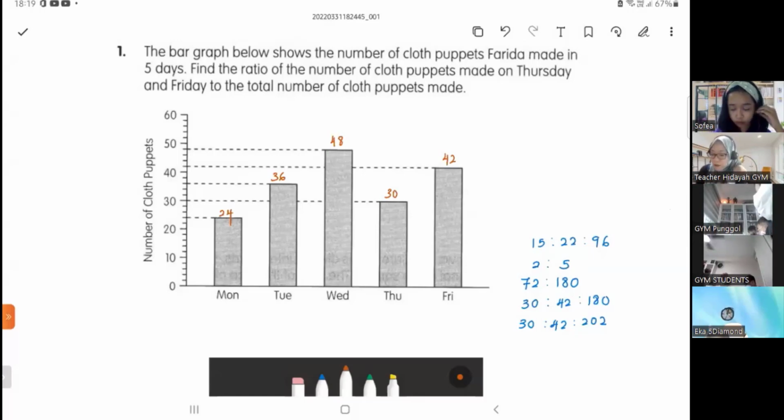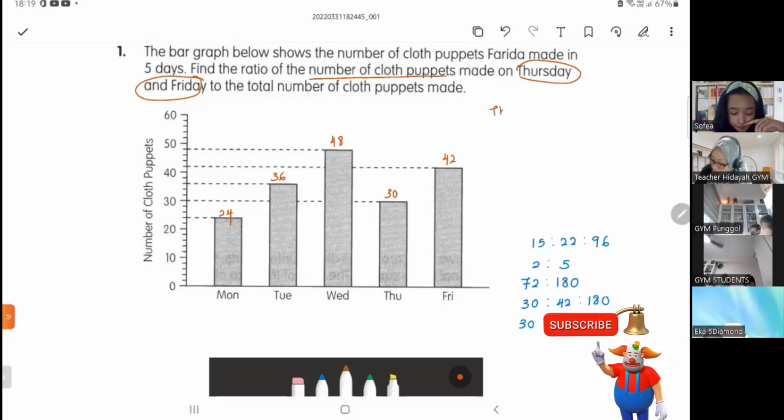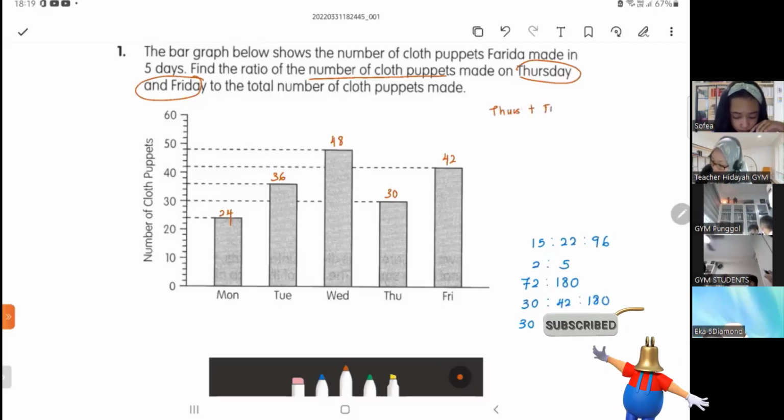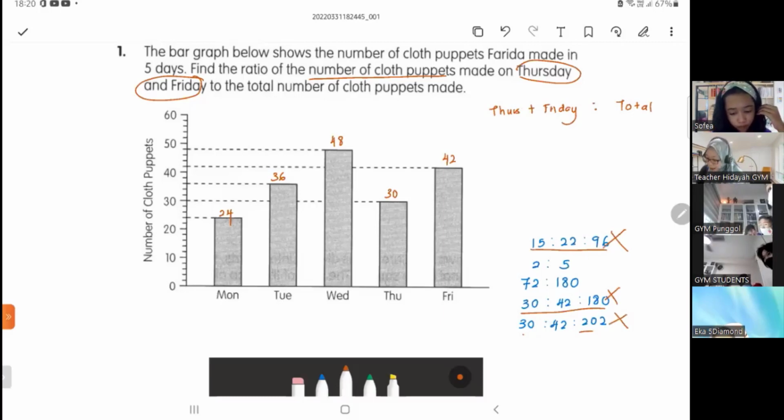So they ask you here, find the ratio of the number of cloth puppets made on Thursday and Friday to the total number of cloth puppets made. Means they want Thursday plus Friday is to total. So how many numbers must I have? Just 2. So those of you who give me 3 like this, all this is definitely not right. Okay, right? So we might be looking at these 2, because it's Thursday plus Friday.